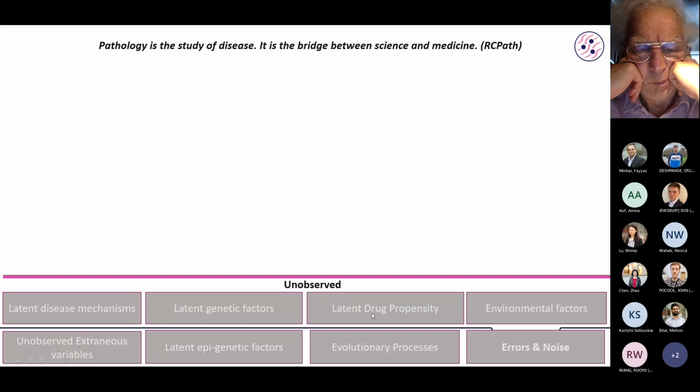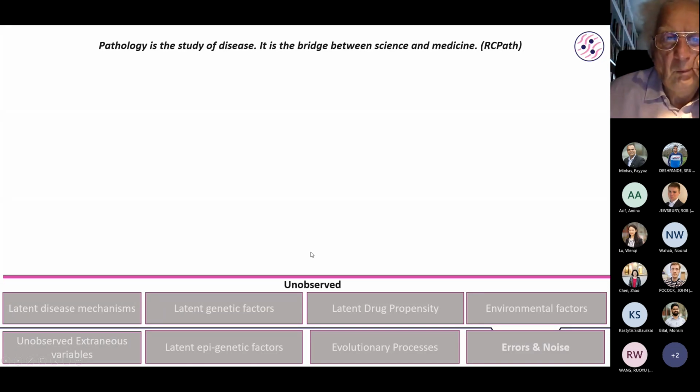Why do certain people respond to a drug and others don't? That is latent drug propensity. What sort of environmental factors are involved in disease? What are their extraneous variables? What are their epigenetic variables? And nothing makes sense in biology without the lens of evolution. So what are the evolutionary processes involved in different types of diseases? And of course, there are always errors and noise. But the common thing about most of these is that they are unobserved. We can't directly see them, can't visualize them.